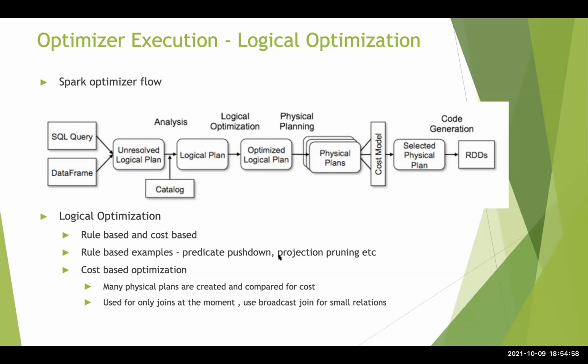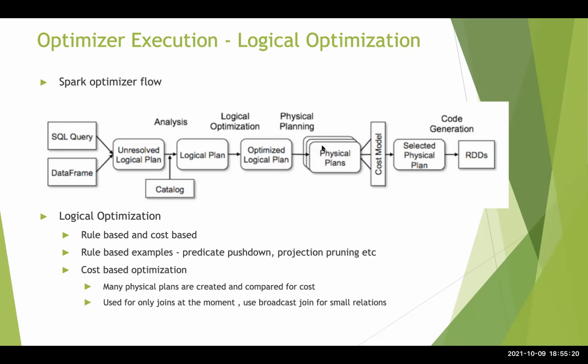So there are many rule-based examples. I'm just giving 2, but you can read the Spark documentation or Spark code and figure out there can be many more such examples, and you can build your own optimizer rule, and I'll talk about it towards the end. The second type of optimization is cost-based optimization.